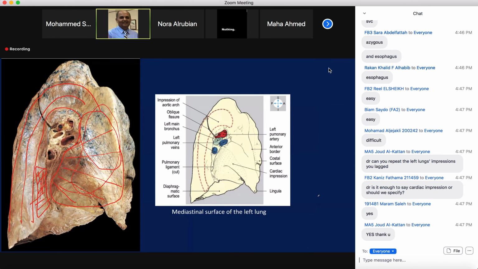Yes, it's enough to say cardiac impression. It's fine. Excellent. There's no need. Guys, don't stress yourself. It's okay. So now we are good with the right.